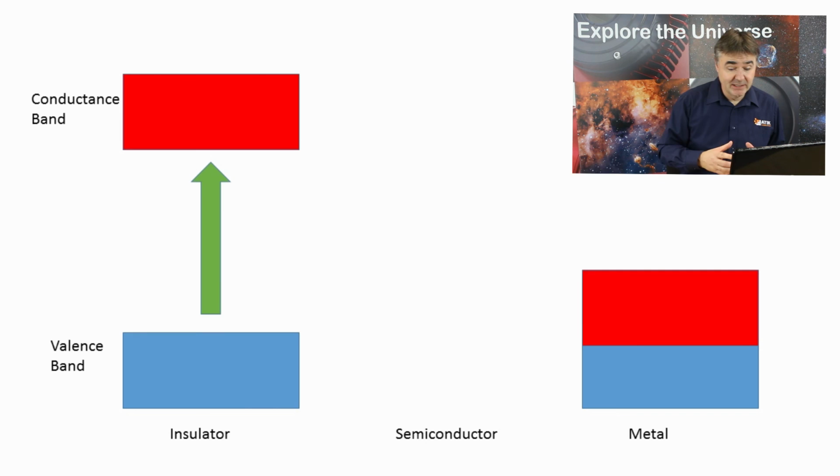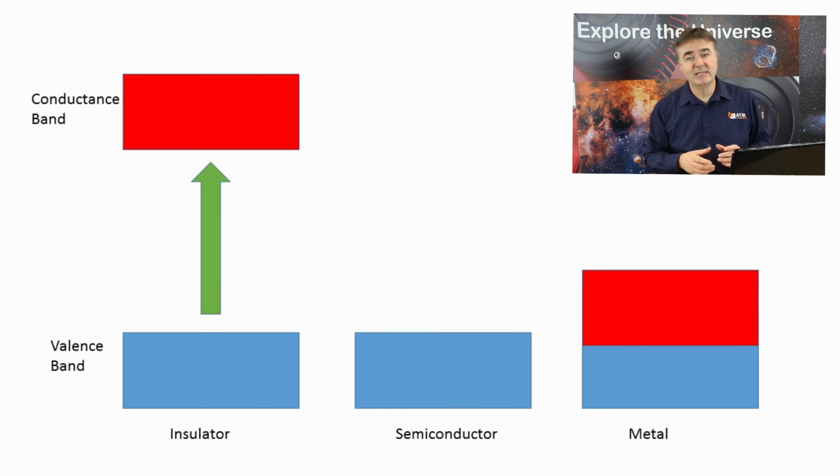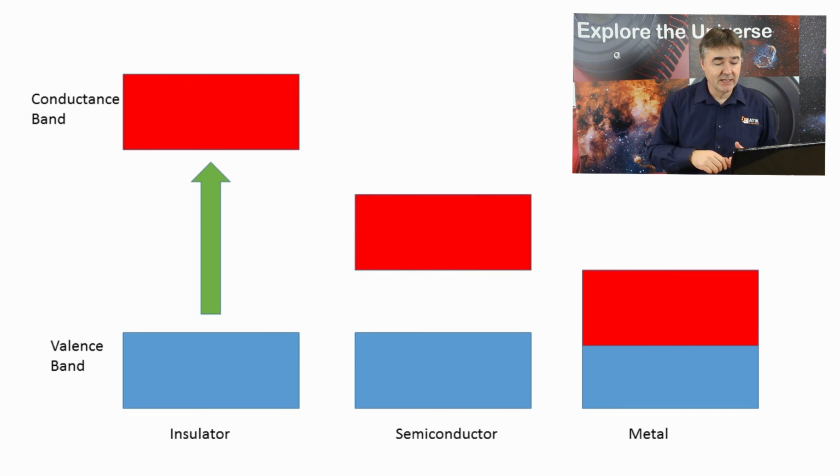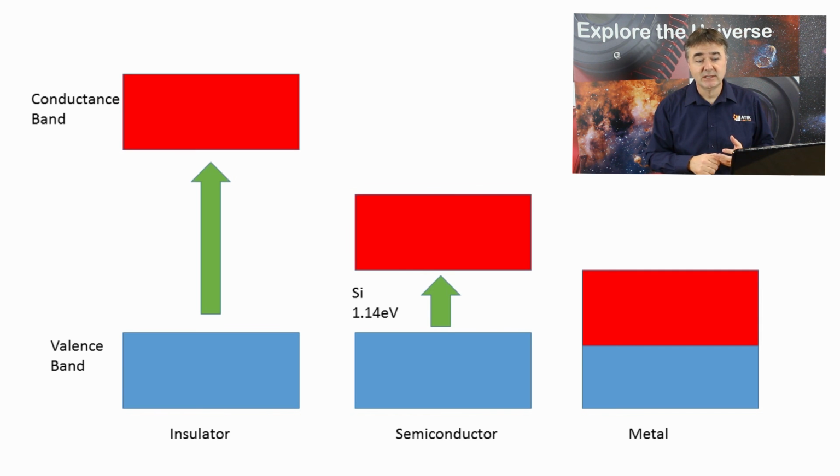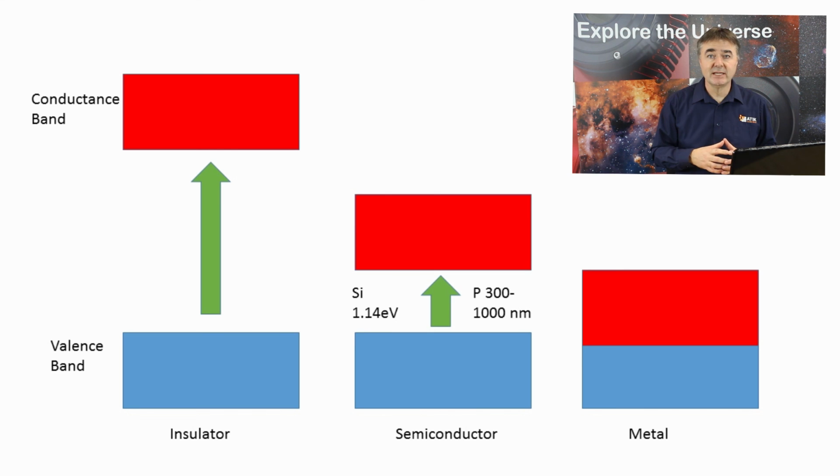Our third type of material, the semiconductor, has this interesting property where the conductance band is only slightly above the valence band, so we have to add a relatively small amount of energy in order to promote electrons into the conductance band. For silicon, the energy is 1.14 electron volts. And the interesting property there is that it corresponds to the amount of energy that a photon has between 300 and 1,000 nanometers. That energy can be used. So if a photon falls into silicon, it can be used to actually promote an electron to the conductance band. And once it's in the conductance band, we can then move it around the silicon and measure it.